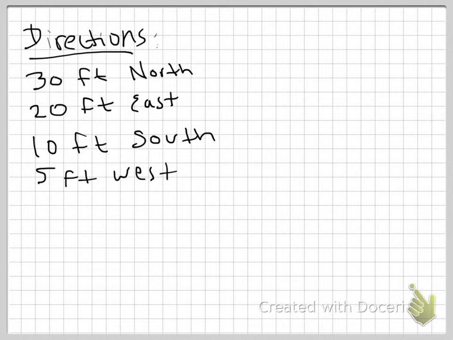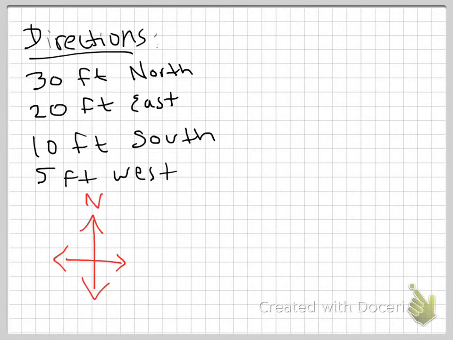Sometimes you'll be given a set of directions and asked to find the distance from the starting point to the ending point after someone has followed these directions. One of the most important things that you need to know is what a compass rose looks like, because that tells you which direction each of these directions is going to be.